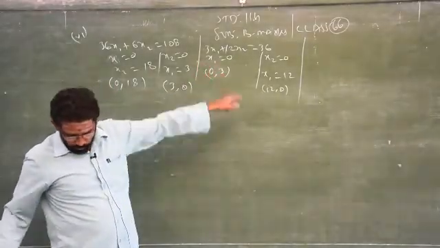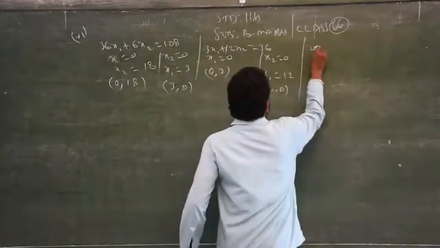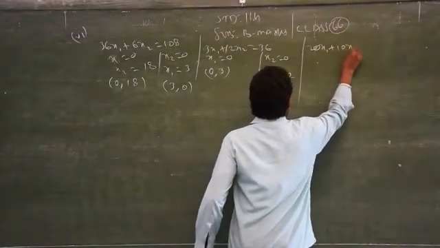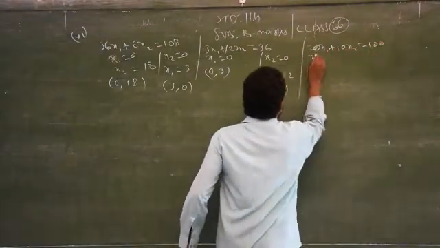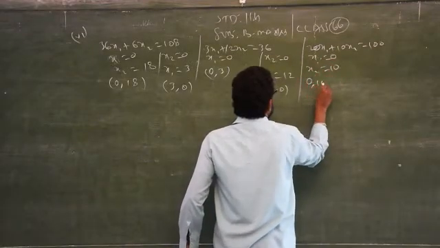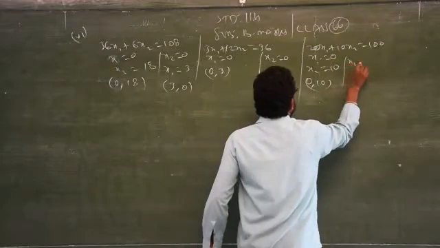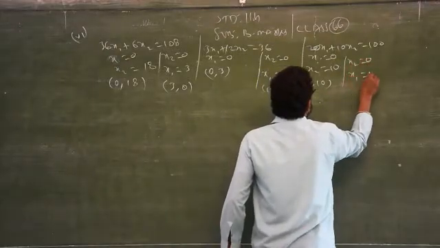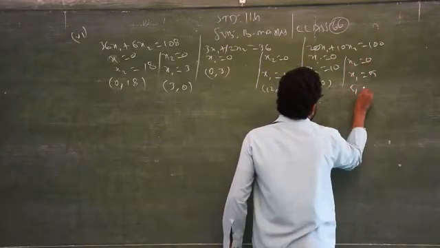Boys, don't copy as it is, because I make mistakes deliberately somewhere. Don't copy, you should work it out and see. Clear? So 20x1 plus 10x2 is equal to 100. x1 is equal to 0, therefore x2 equal to 10, so 0 comma 10. Similarly, x2 is equal to 0. What will be the answer? 5 for x1. So 5 comma 0.